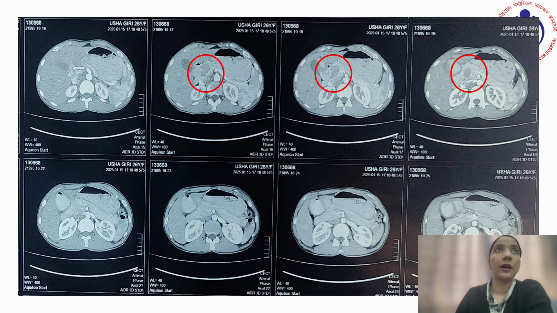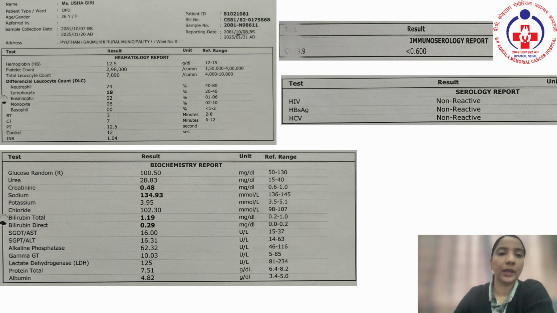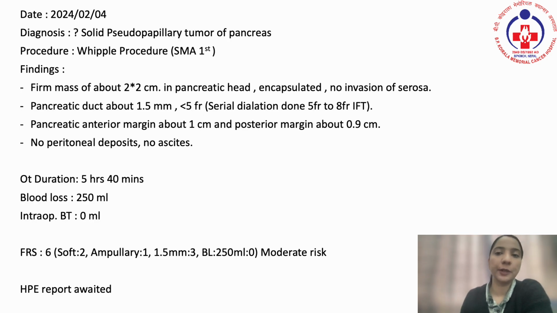We did not have the DICOM file, but the CT film was present, and here we can appreciate the mass mentioned above. Then we evaluated her pre-op investigations, which were fairly normal, and her CA 19-9 was very low. Then we planned for a Whipple's procedure, SMA first approach, with a diagnosis of solid pseudopapillary tumor of the pancreas.